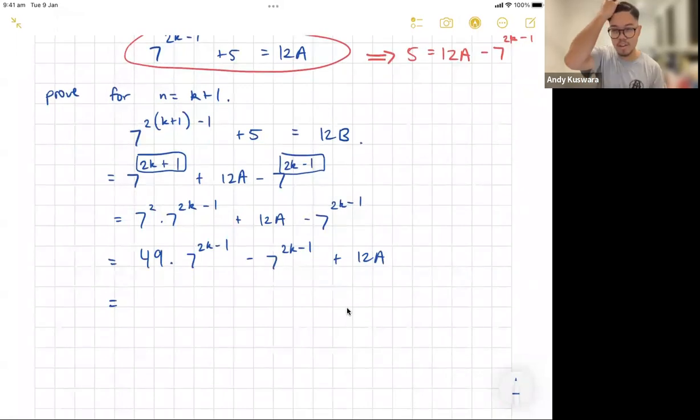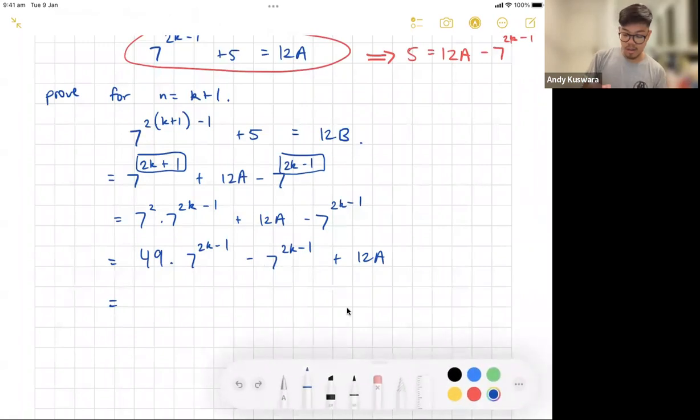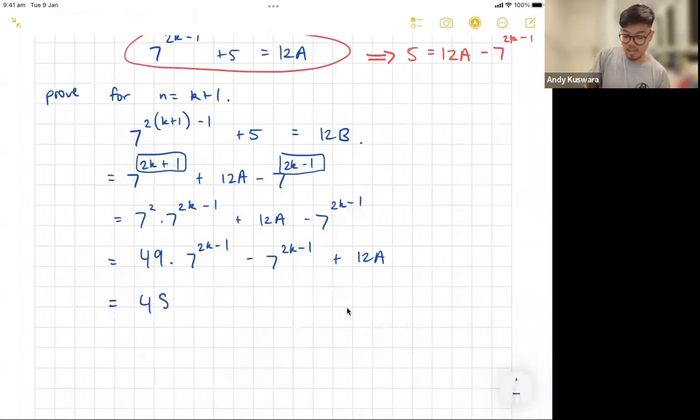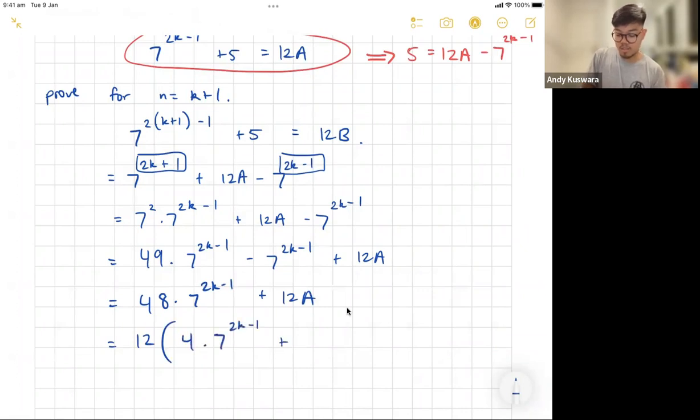It's going to be hard to see at first, but as you do these more and more often, you'll start to see it. So 49 take away one lot. If you really want, you can see it as that, one lot of 7. That's going to leave me with 48 lots of 7 to the 2k minus 1, and then it's going to be plus 12a. And to show that it's divisible by 12, all I've got to do is take out a common factor of 12, which leaves me with 4 lots of 7 to the 2k minus 1 plus just a.